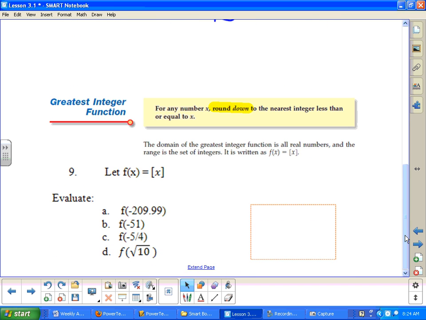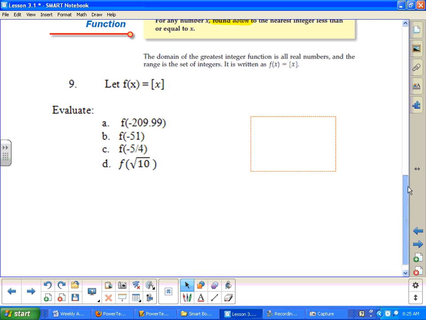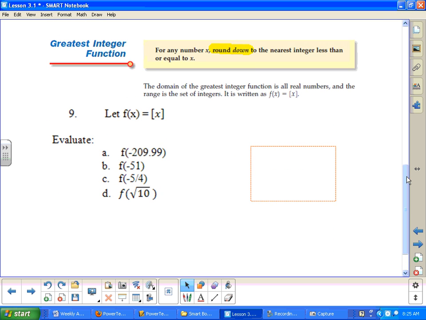All right? Okay, last thing, greatest integer function. And this is found by, they use brackets for the greatest integer function. So when we do interval notation, we use brackets. They use it for the greatest integer function. And what that's basically called is the rounding down function. Okay, so for any number x, we're going to round down to the nearest integer less than or equal to x.